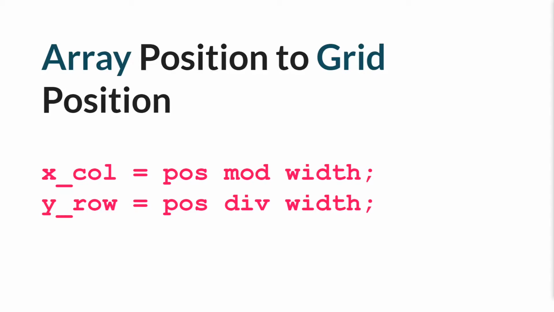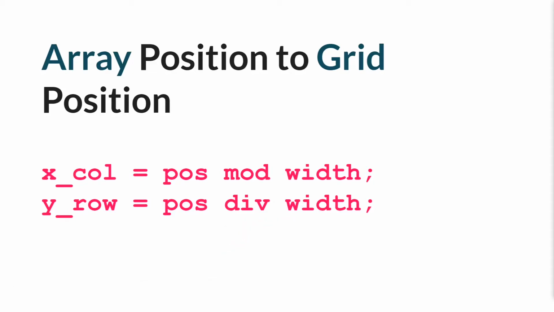To get the X or column value for a grid out of an array position, you simply take the position in the array and you mod it by the width of your grid. To get the Y position or the row position, you take the position in the array and you div by the width of the grid. And it's important that you use div and not the slash or the divide sign.